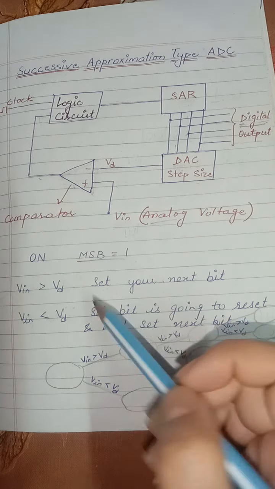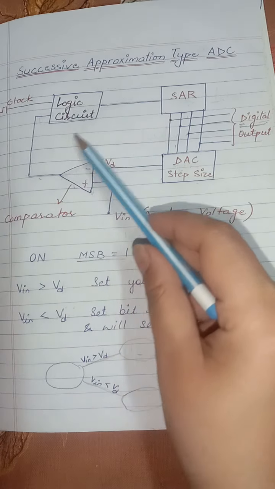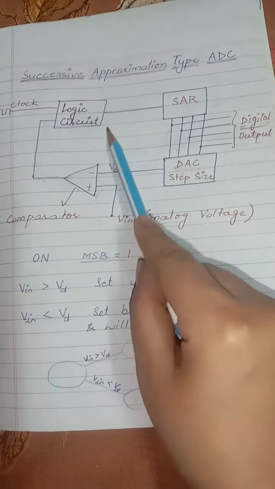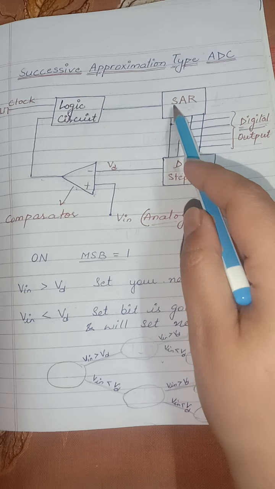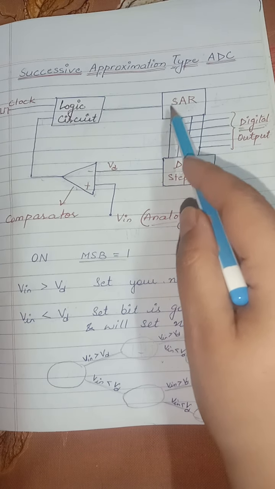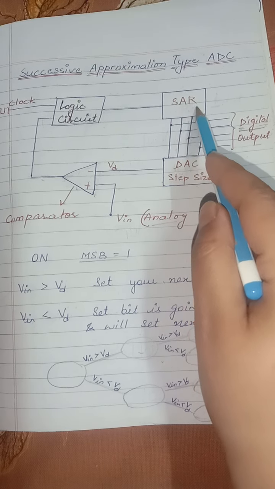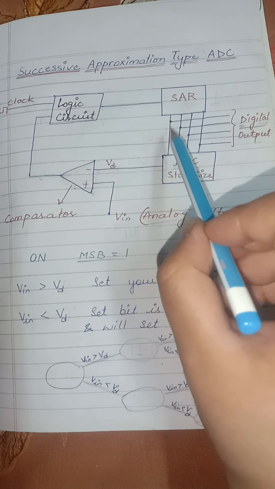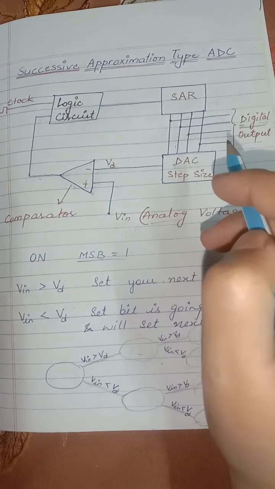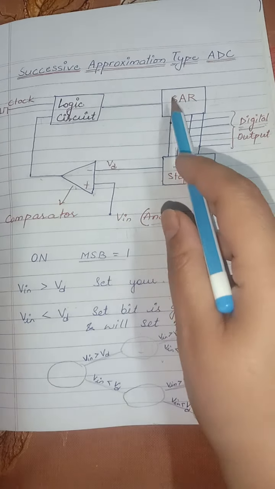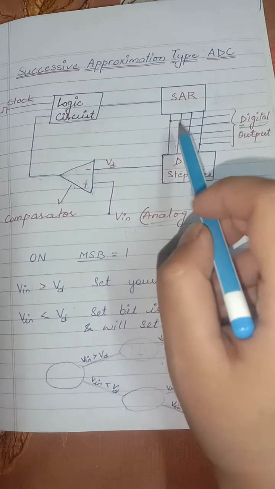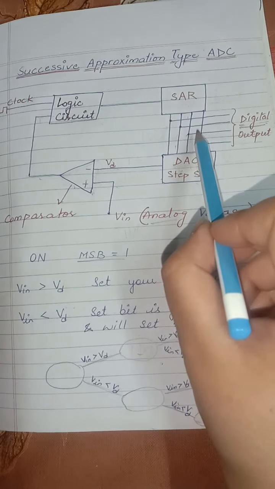As you can observe from the block diagram, here we have four paths in the circuit, and here you can see it's a SAR, that is a successive approximation register. In the previously discussed counter type analog to digital converter, we had the n bit counter. That is the major difference between both of the analog to digital converters.